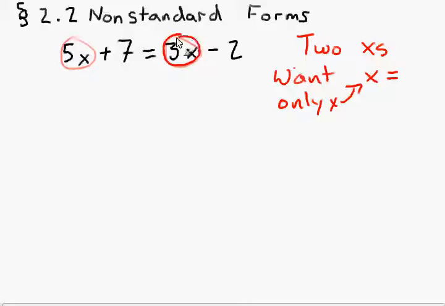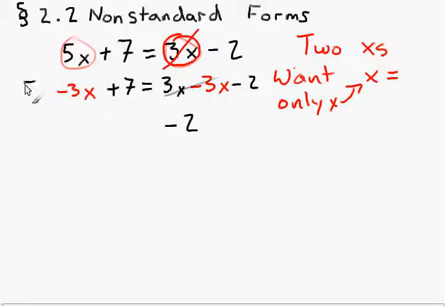So this 3x right here, we don't like it. We want it gone. How are we going to get rid of it? Subtract it. Then we'll have 3x minus 3x. That's 0. And we'll be left with negative 2 on that side. But if we want equality, we're going to have to do this same operation to the left-hand side as well. Remember the golden rule. So after the simplification and the subtraction, we get 2x plus 7 is equal to negative 2.